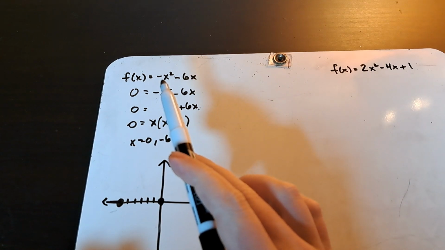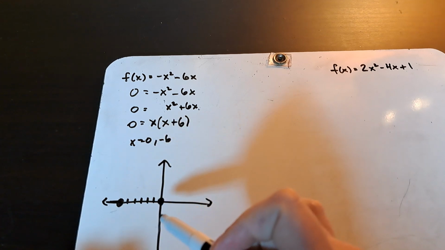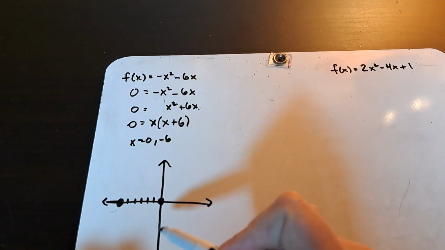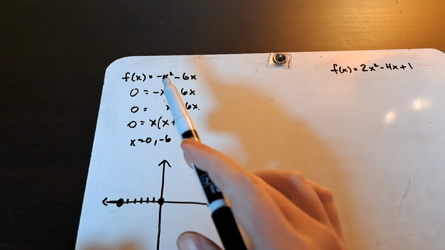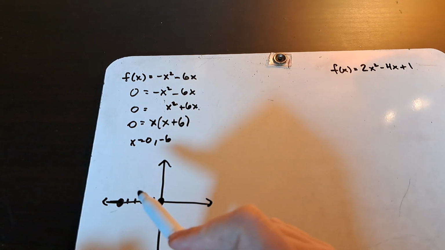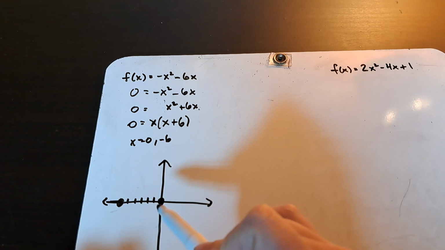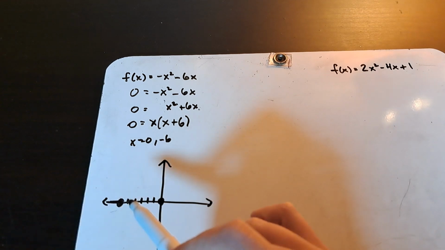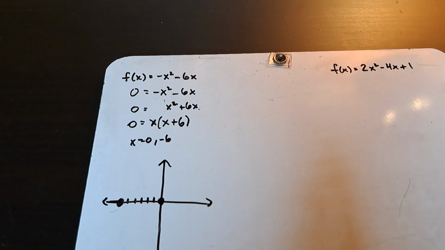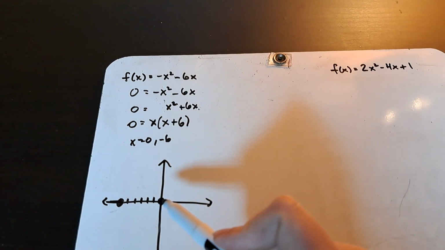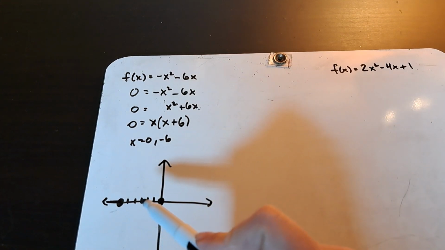We know that this graph is going to be opening downwards. So it's going to be kind of an upside down U. And we know that because the leading term is negative. So what else do I know? Well, I said earlier that between the x-intercepts here must lie the vertex. And so when we look at halfway between 0 and negative 6, that would be x equals negative 3.